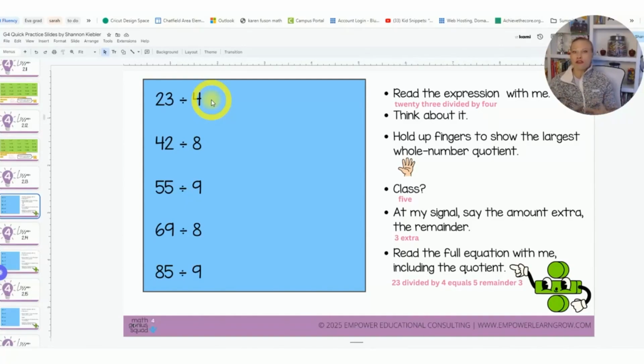So if they don't know that the answer is 5, or they don't know how we're coming up with 3 extra, I want to assume that fourth graders would know that. So you may have to walk through this first one with them.